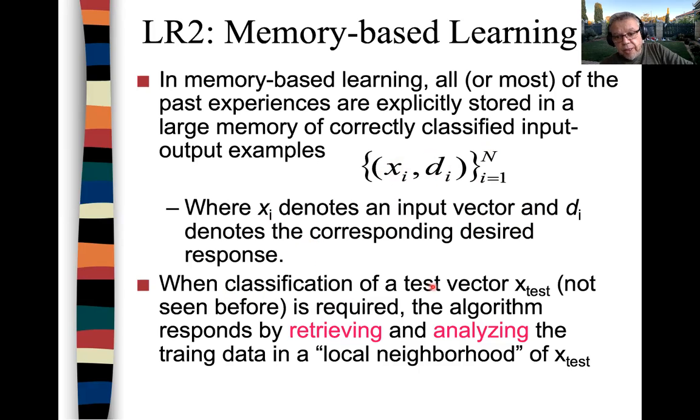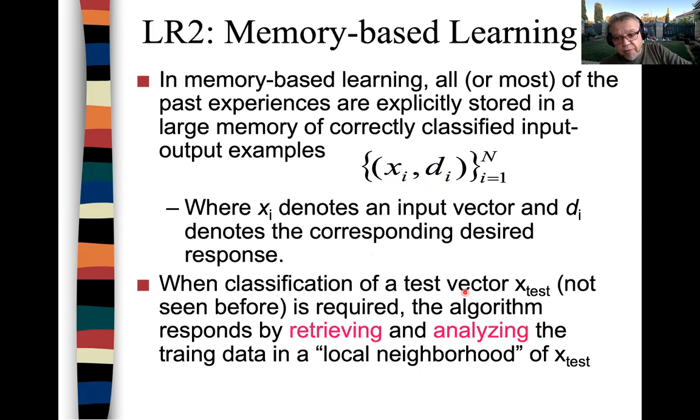So when you want to classify a test vector X test, for example, Trento, which has not been seen before, you compute all the features for Trento, the language, the culture, and a number of other features. You put them in a vector, and then you want to see whether it belongs to Italy or not.